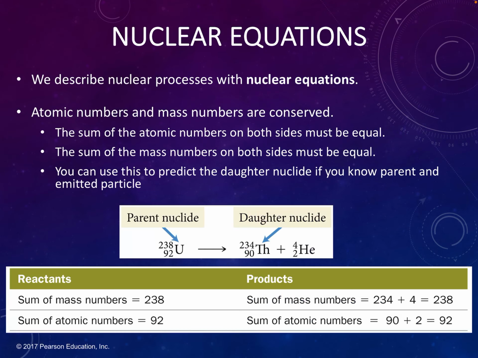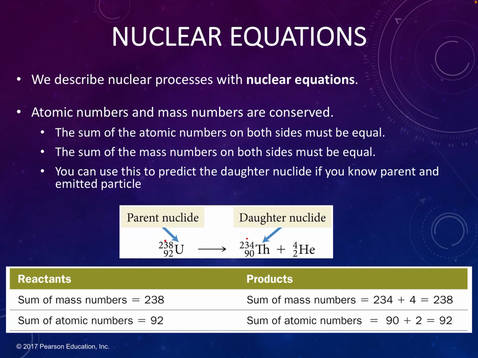All right, so we describe nuclear processes with nuclear equations. Just like we describe a chemical process with a chemical equation, now we have a nuclear process with a nuclear equation. So a lot of the same rules apply. Just like before when you had to have 3 moles of aluminum on the left and 3 moles of aluminum on the right to keep it balanced, you still have to keep things balanced. Our atomic numbers and our mass numbers have to be conserved. So this becomes essentially like a math equation.